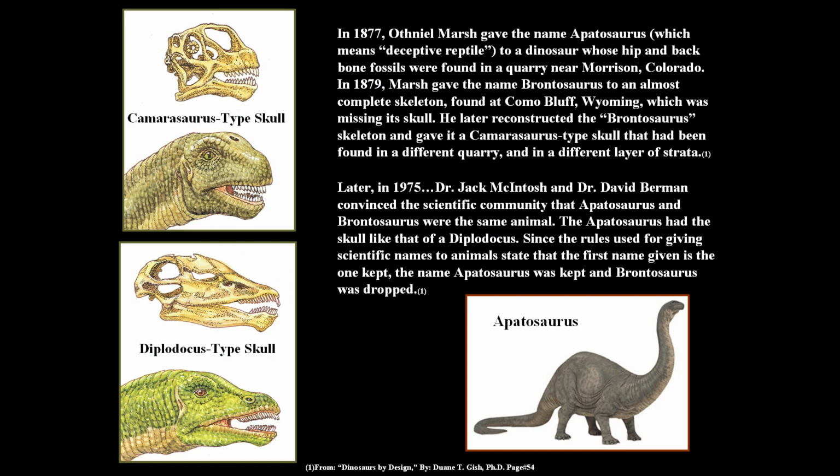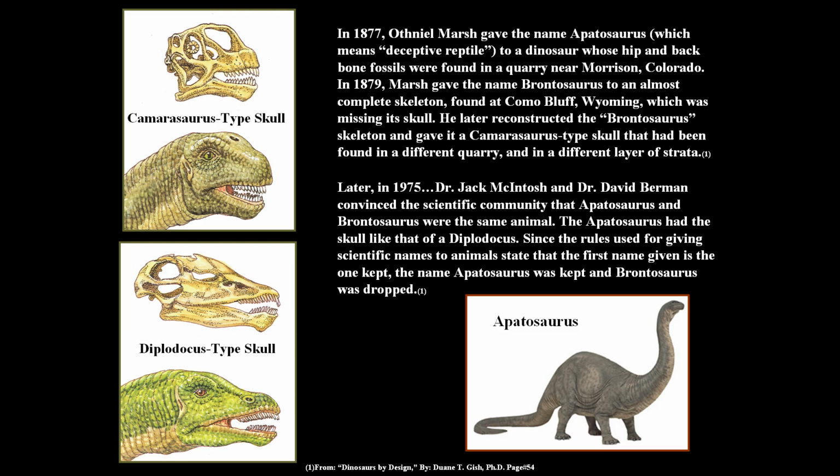Now, Othniel Marsh in 1877, he gave the name Apatosaurus, which means deceptive reptile, to a dinosaur whose hip and backbone fossils were found in a quarry near Morrison, Colorado. Now, in 1879, Marsh gave the name Brontosaurus to an almost complete skeleton found at Como Bluff, Wyoming, which was missing its skull. He later reconstructed the Brontosaurus skeleton and gave it a Camarasaurus type skull that had been found in a different quarry and in a different layer of strata.